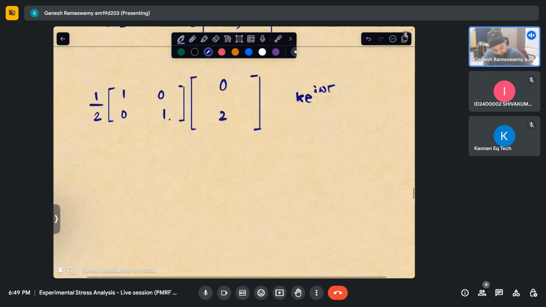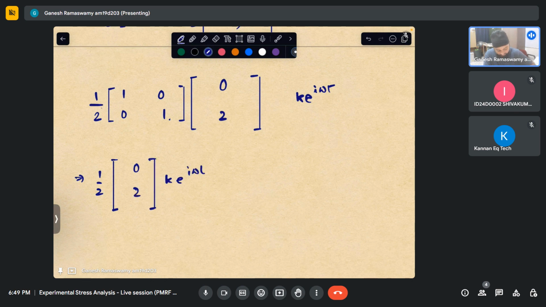So this is what I get. And then let me multiply this out. So this will be 1 into 0, 0 into 2. So this is 0, 0 and 1, 2 into KEI omega t. So what does this come out to be? This will be 0 and 1 KEI omega t.